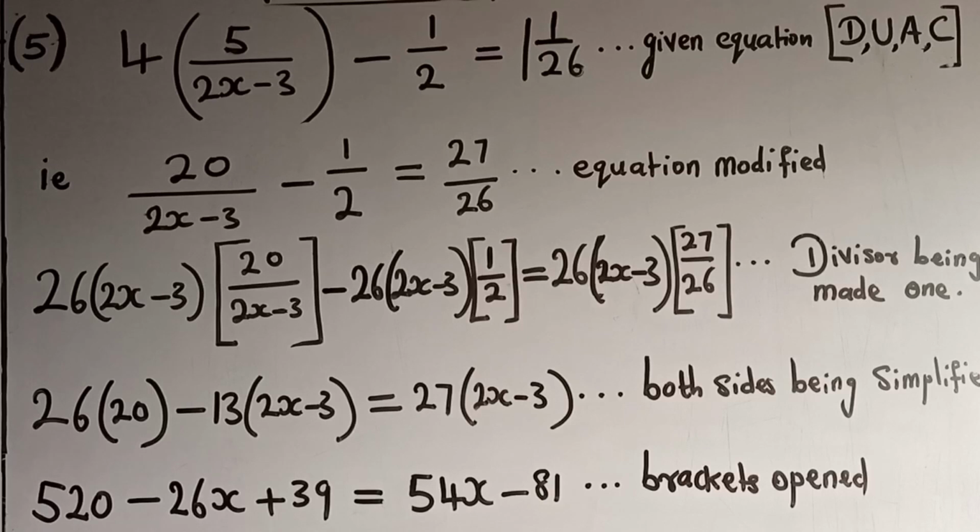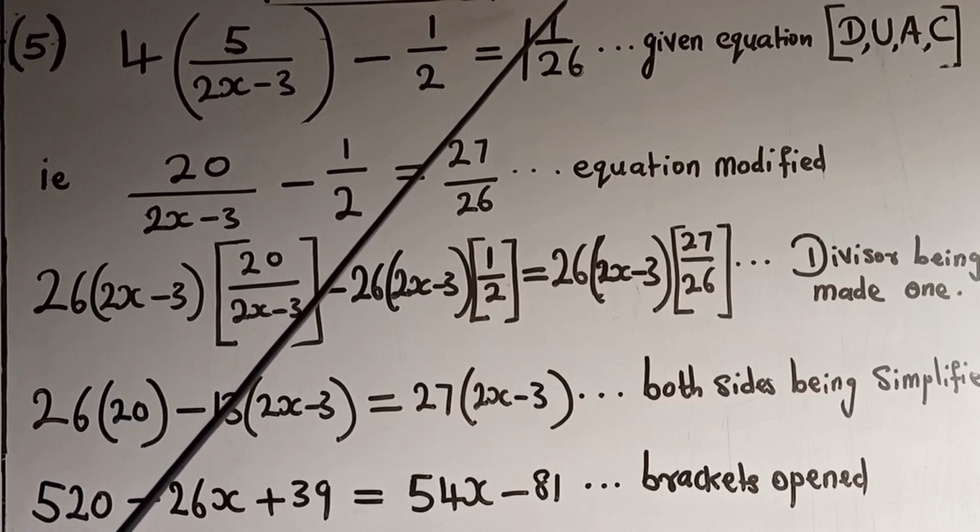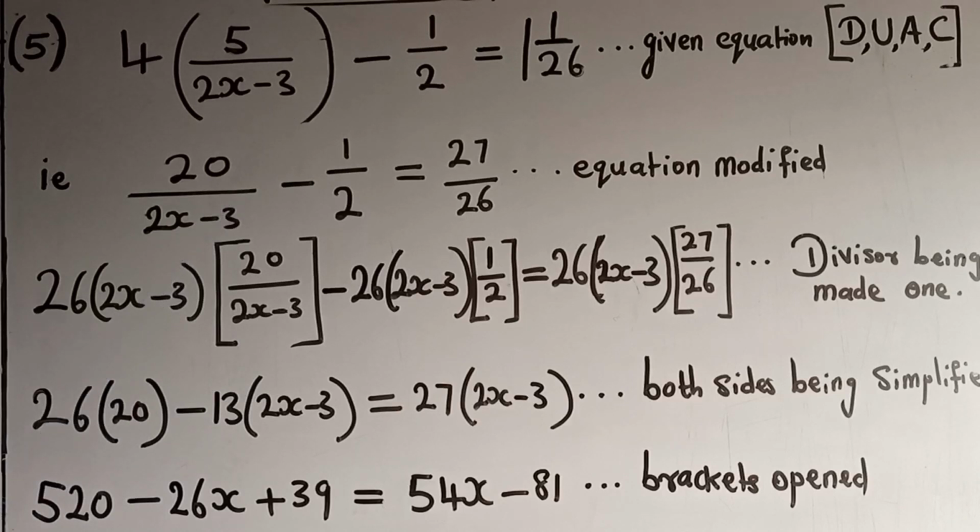This is number 5 in the list of worked examples highlighting the application of the precedence formula F DUAP. Here, the example says 4 bracket 5 over 2x minus 3 minus 1 over 2 is equal to 1 whole number 1 over 26. We take it as a given equation to be solved.